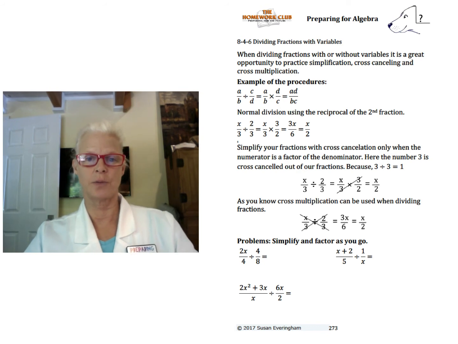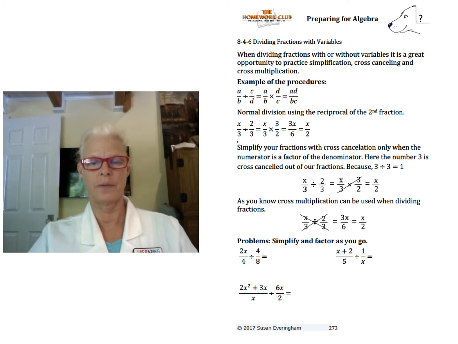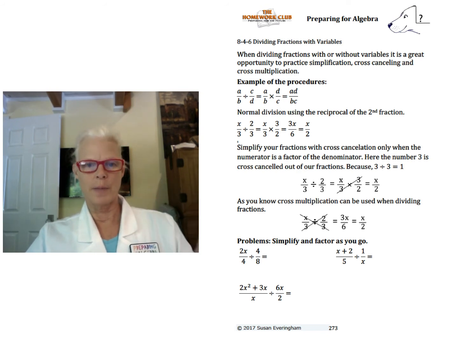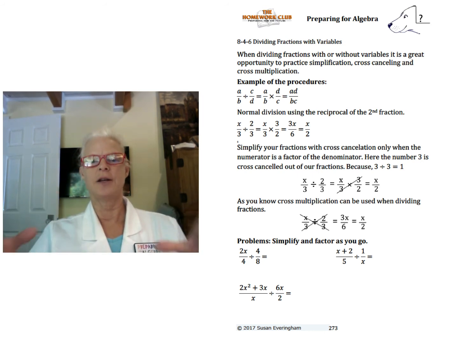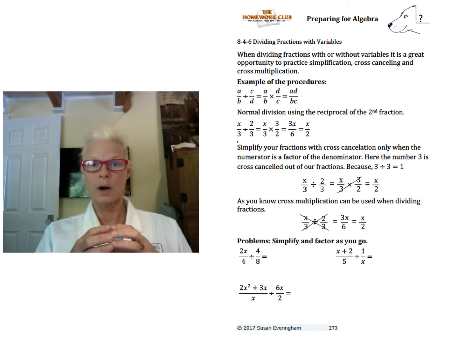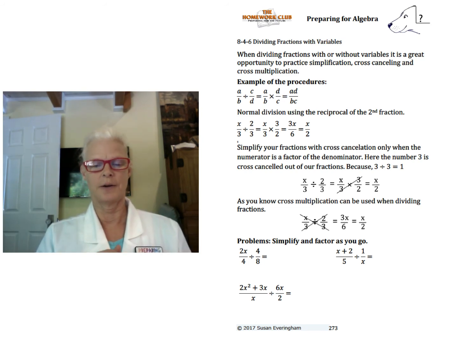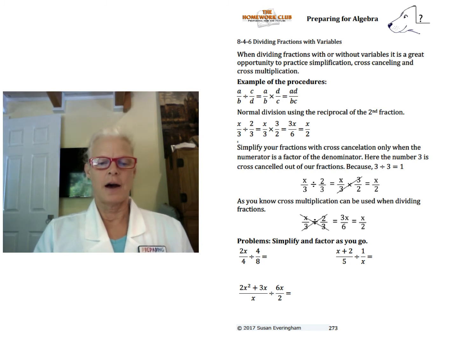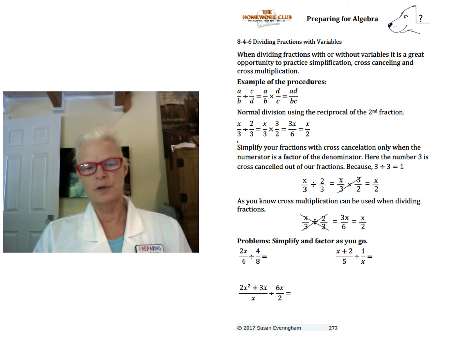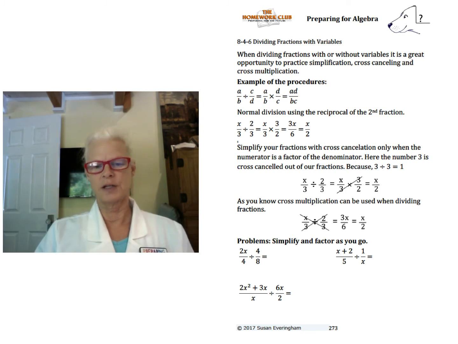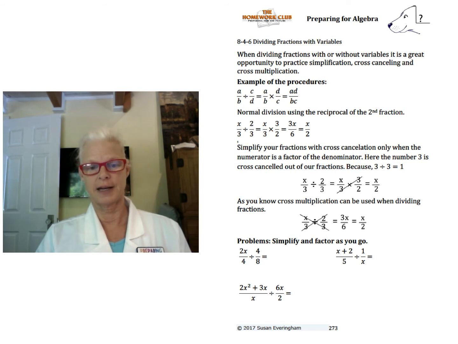273 is division, dividing fractions with variables. If you remember, with division, the second term is flipped over, and then you can multiply them together, or you can cross multiply with division, which is cool, okay? So in the example of the problem, we've got a over b divided by c over d, flipping the c over d to d over c, leaving ad divided by bc.